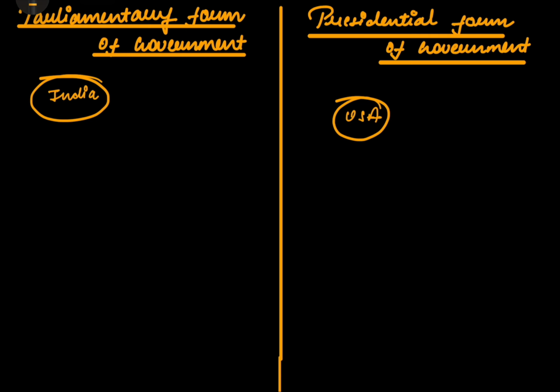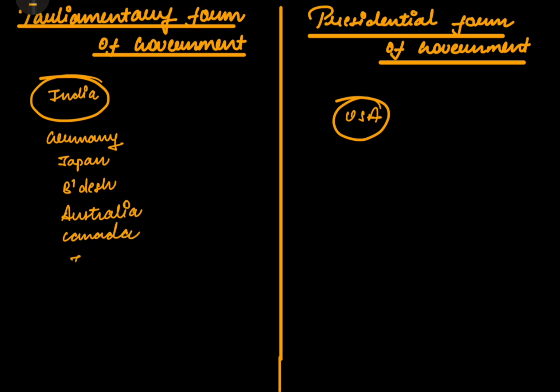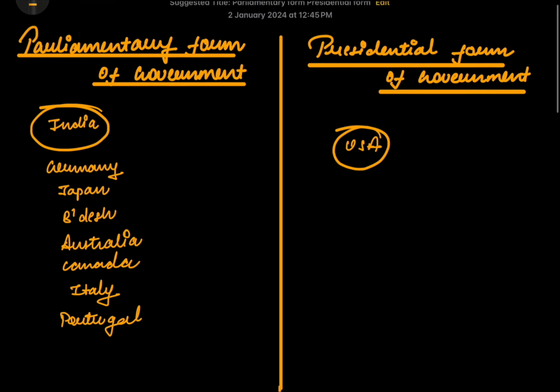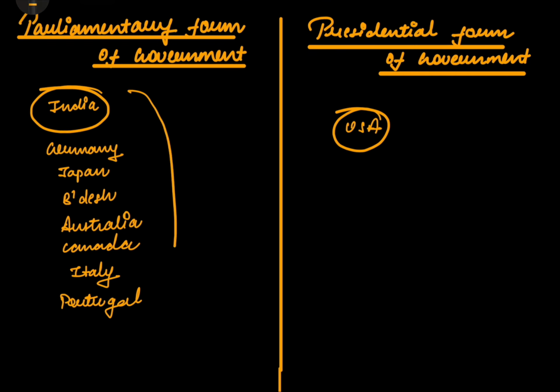Let me give you some names. You can see parliamentary form of government in Germany and Japan, and Bangladesh also you can see, Australia you can find it, Canada, Italy and Portugal, etc. So in these countries you can find the parliamentary form of government.